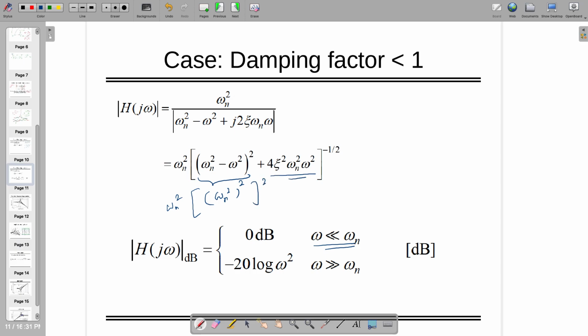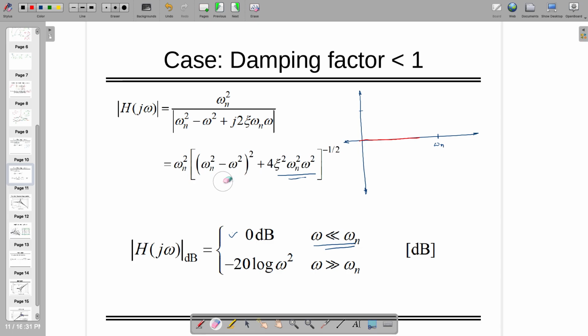So then, minus 1 by 2, you keep that, you should have 1, right? So 20 log 1 is equal to 0 dB, no problem. So when we are going to draw the magnitude plot, when omega is much lower than omega n, it's 0 dB. I should have drawn 0 dB.